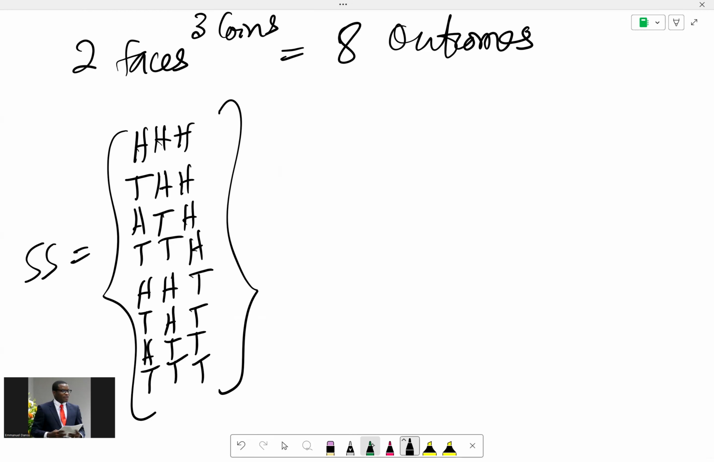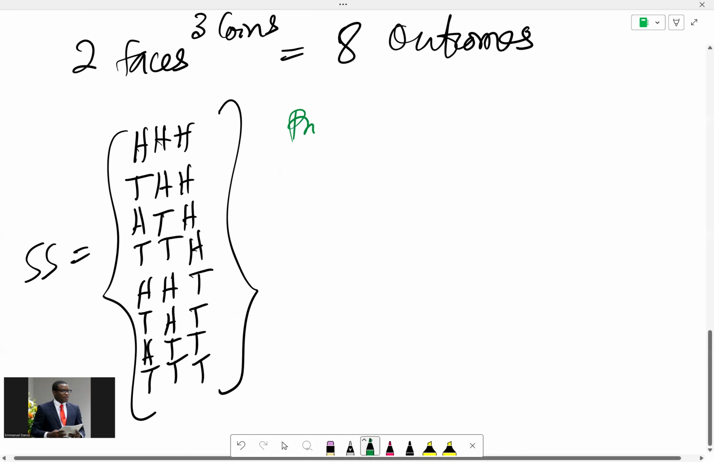So the questions can come. What is the probability of getting 2 heads? So this is 1, 2, 3, and that's it. So that's 3 over 8. Probability of getting 2 heads is 3 over 8.